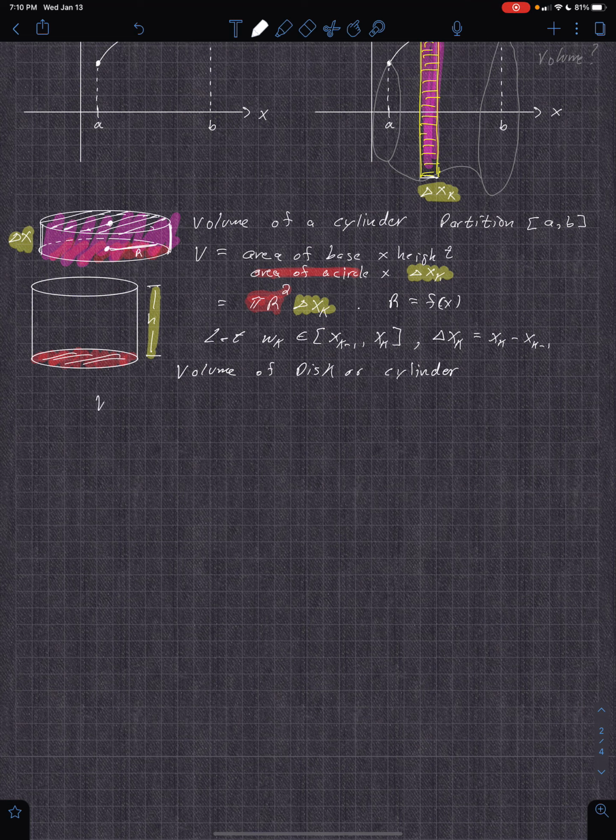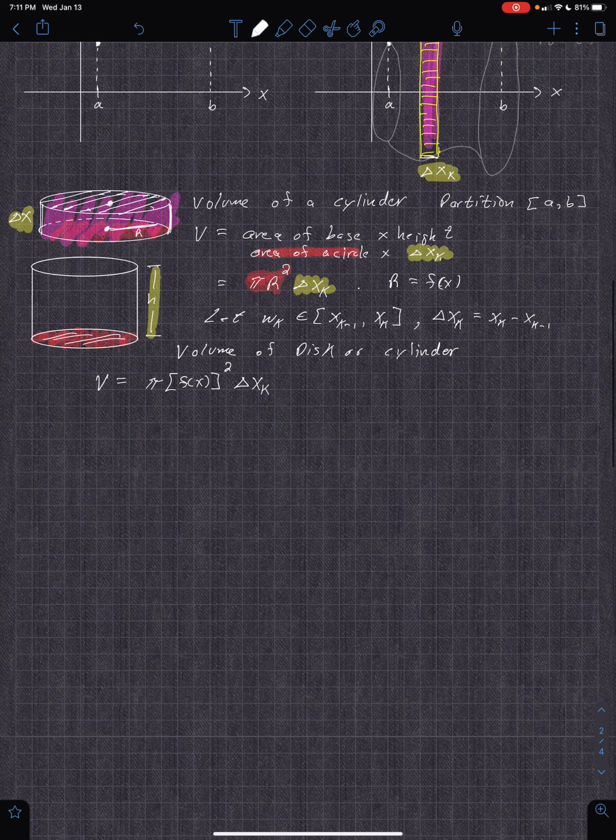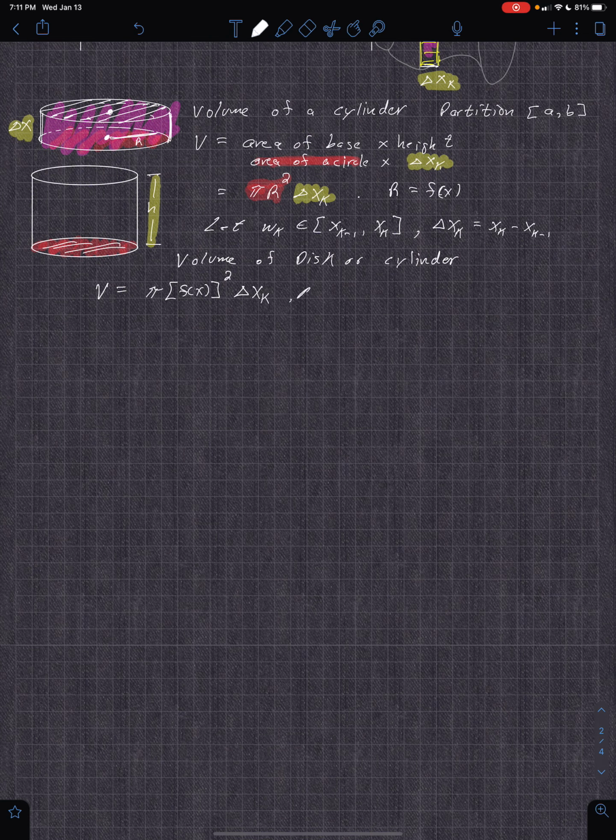we'll just say V. Now using the notation we have up there, it's pi times the radius. What's the radius? It's f of x squared. So it's pi r squared, and then the delta x sub k. So that's one of them, and then we add them up. That's the sum. So now we take a limit as the norm of the partition, just like above, approaches 0. And we get the volume using the Riemann sum.